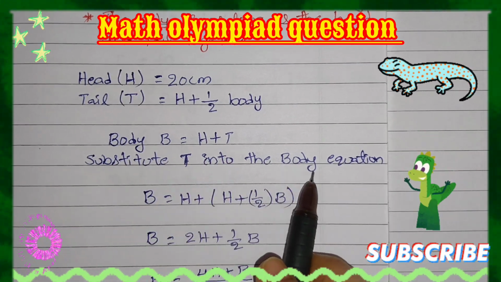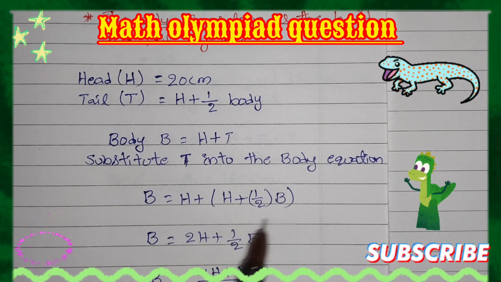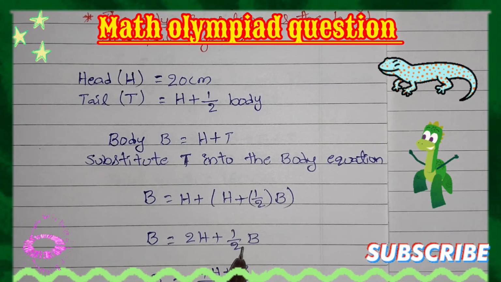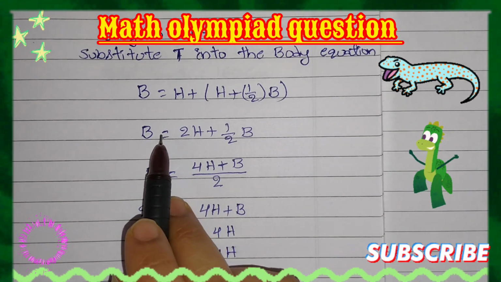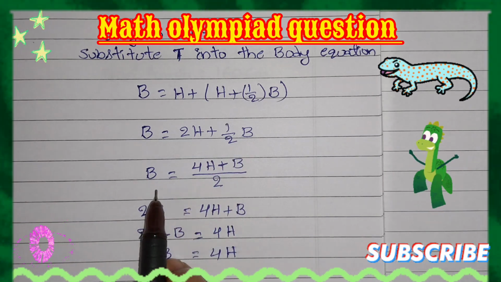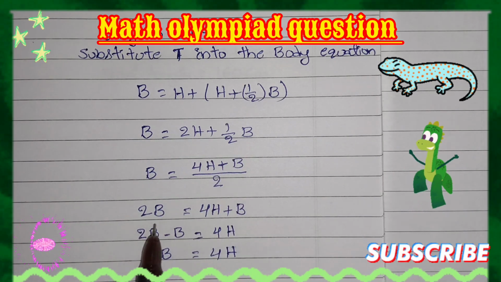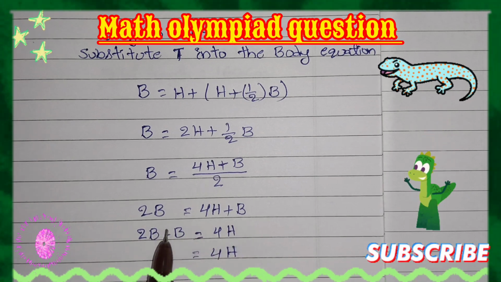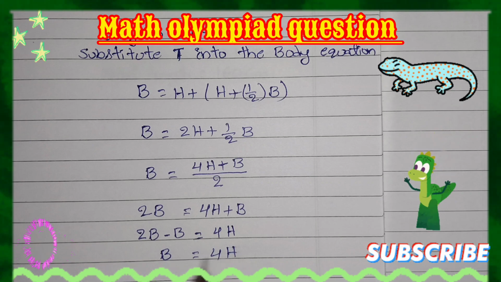Substitute tail into the body equation. b equals h plus half of b. b equals 2h plus half b. LCM is 2. b equals 4h plus b by 2. 2b equals 4h plus b. 2b minus b equals 4h. 2b minus b is b. So b equals 4h.